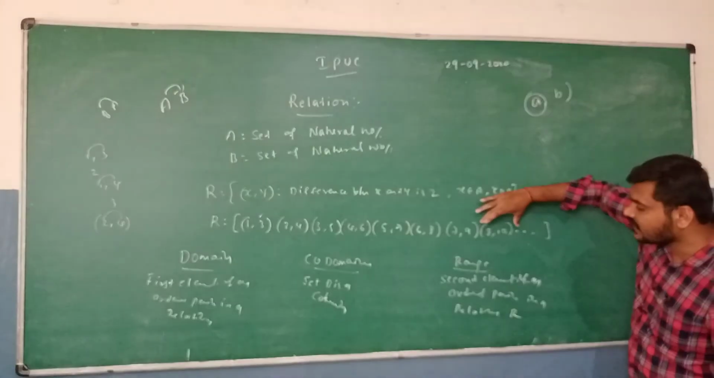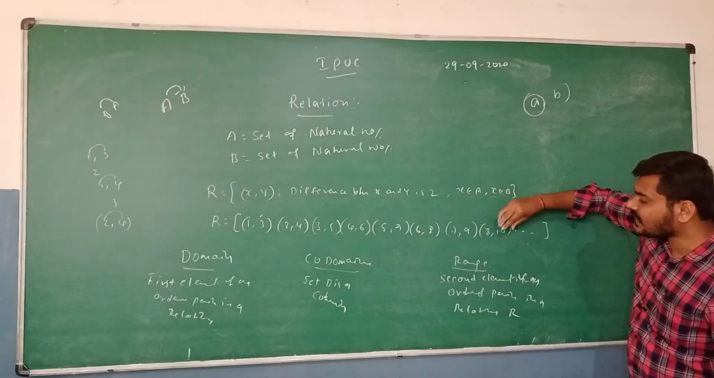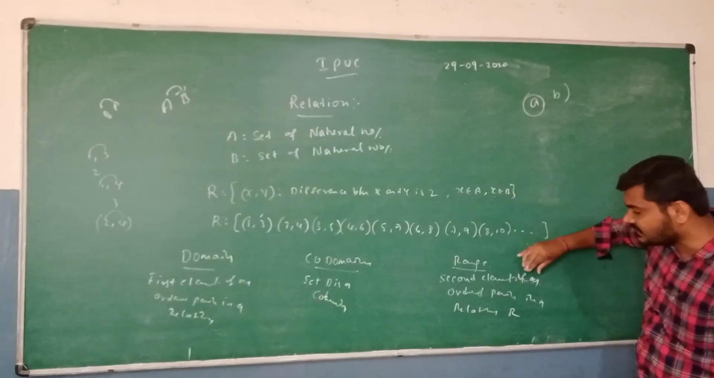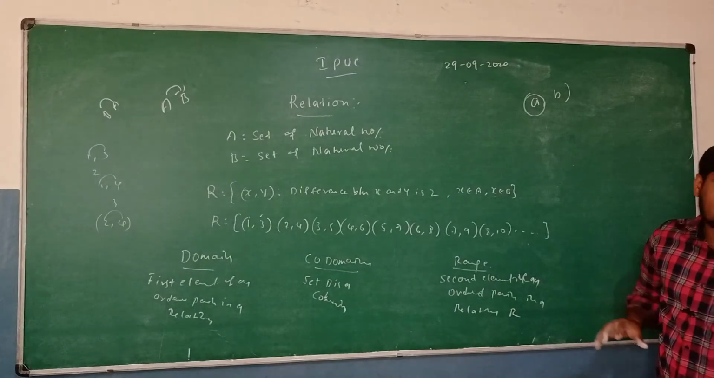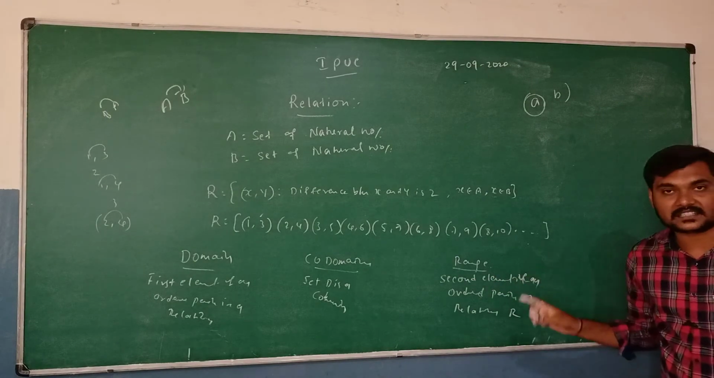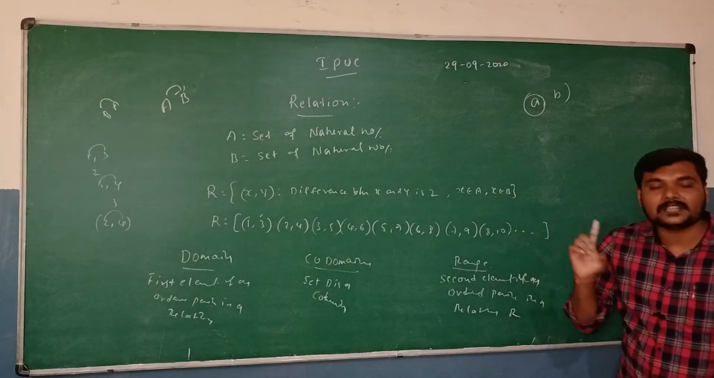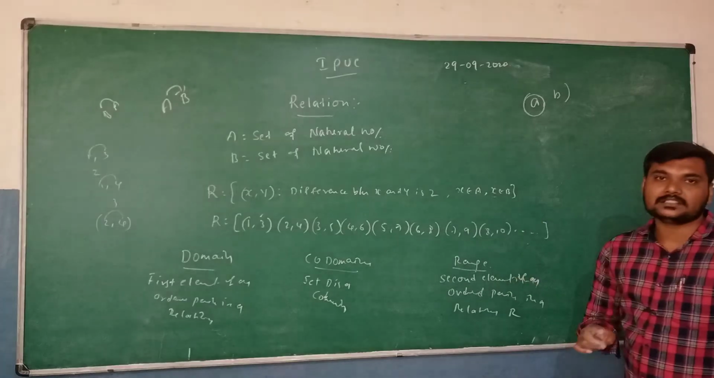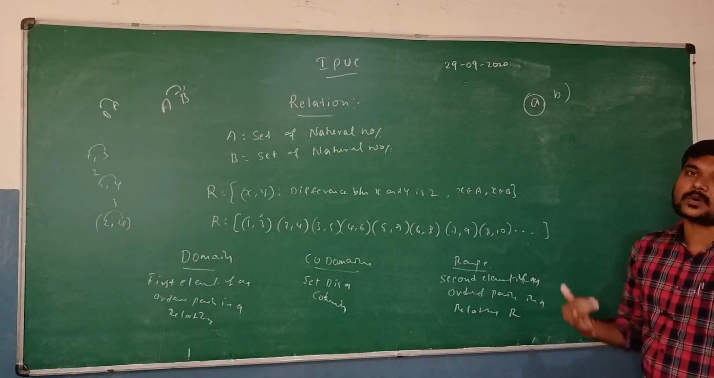When we choose an ordered pair, the second element in it is what we call the range. Range is simply the second element of an ordered pair in a relation R. Domain is the first element in a relation R. Codomain is the complete set B in R.